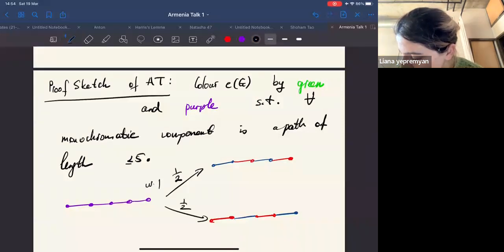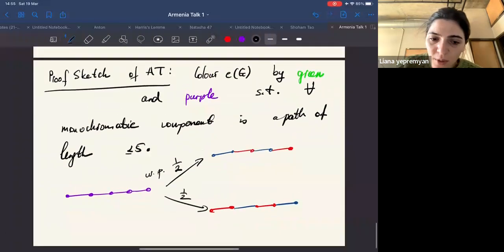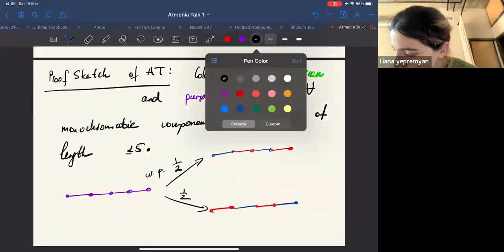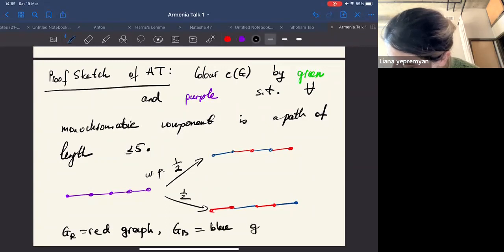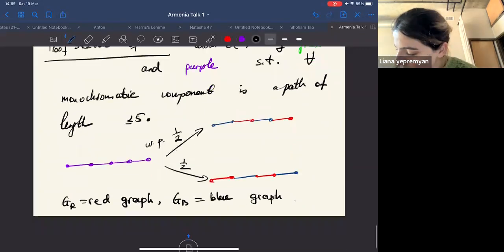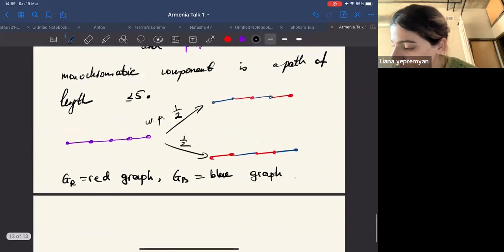Now, after this coloring, you might be thinking, maybe this recoloring would already be enough to get what we want. Well, in certain ways yes, in other ways no. So the first thing you notice is, let's look again at the red graph and the blue graph. What can you say about the maximum degree of the red graph and the blue graph after this?